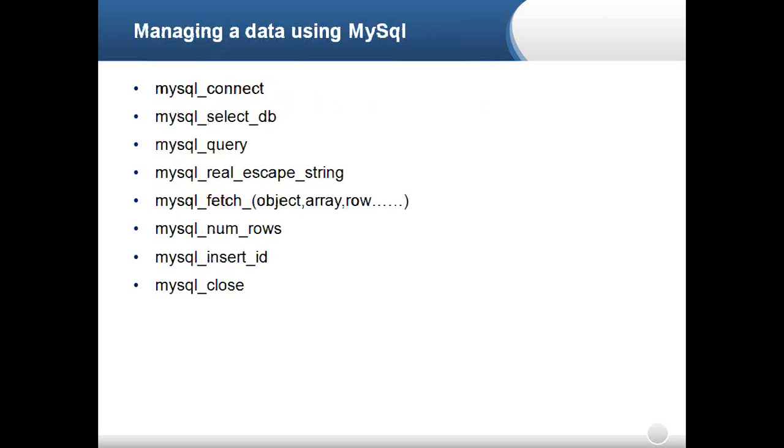See what all functions it supports, or a few of them are here which we will be using throughout our system. To connect to the server, we have a function called mysql_connect. This is to connect to your database server. Then after the database server, you could have many databases within one server. So to select the database, you have mysql_select_db.